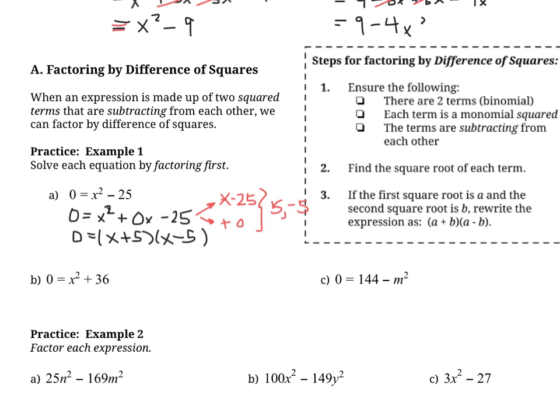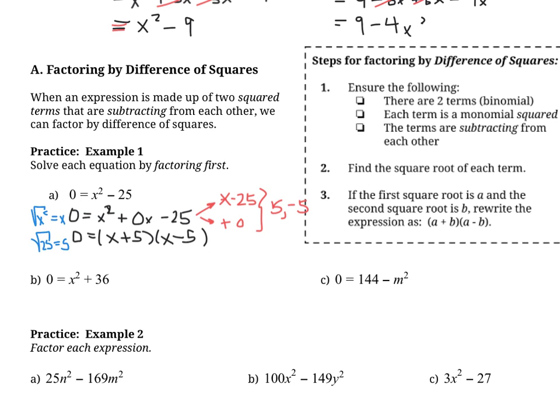So I'm going to do it in a different color. I'm going to redo this question really quickly. So if I recognize right away this is a difference of squares, a difference of two squared numbers, I can immediately just take the square root of each of them. So I would just take the square root of x squared, and I know that that's just x. And I would take the square root of 25, and that's just 5.